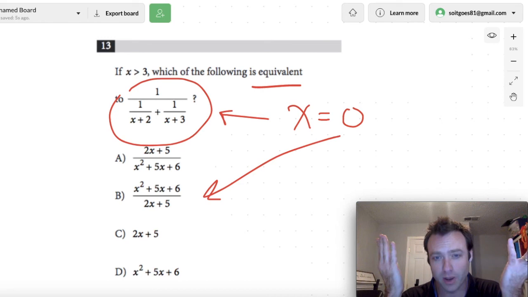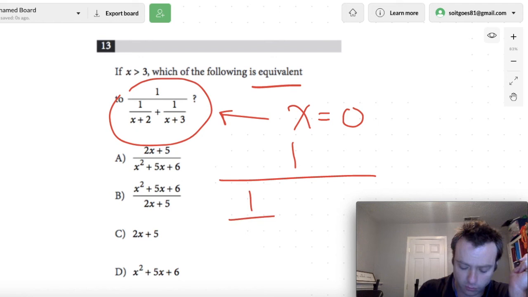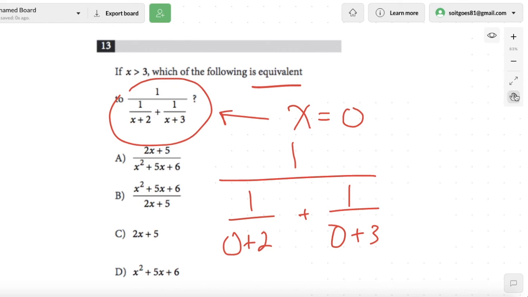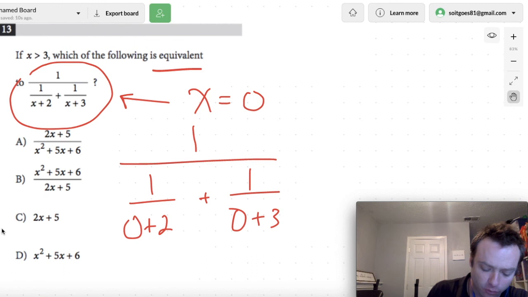All right, so let's plug a 0 into that expression. I'll plug it in, but I'm going to ask for your help as we simplify this. So we get 1 over 0 plus 2, plus 1 over 0 plus 3. So we've got two fractions in the denominator. Then that simplifies: I'm just going to turn that 0 plus 2 into a 2, and that 0 plus 3 into a 3.